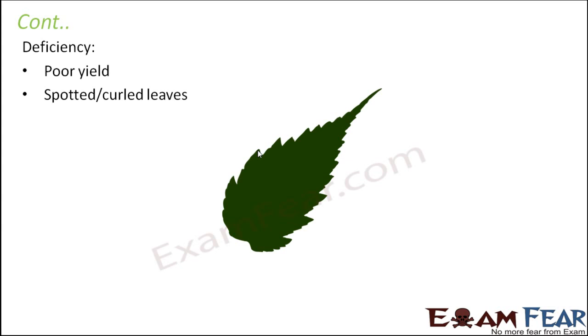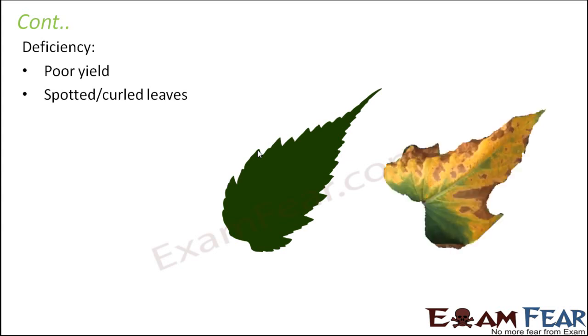For example, this is a normal leaf without any deficiency. After being deficient, you see these kinds of spots. Some yellowish color, some brown spots. So all those things are there, and also the leaves tend to curl from outside. Yellowing of leaves, as I said.